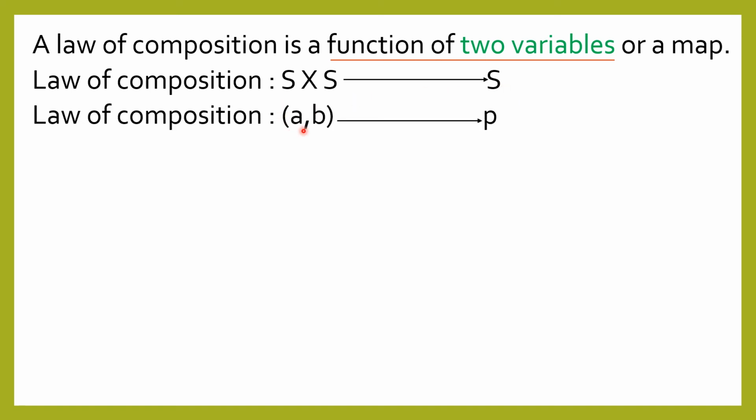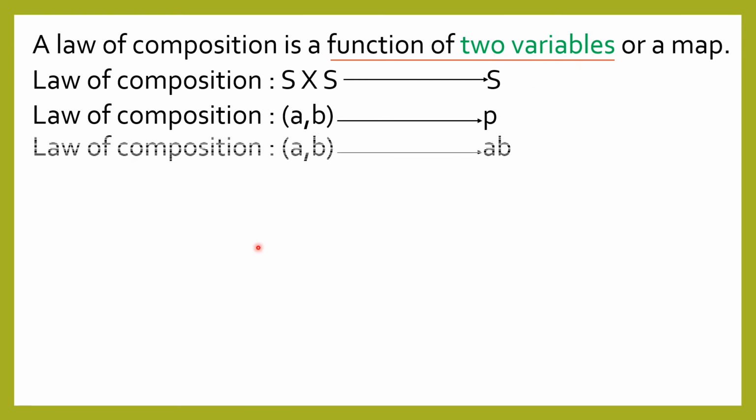The ordered pair A and B belongs to the set S cross S, and this ordered pair has two variables A and B, and therefore the law of composition is a function of two variables or a map.